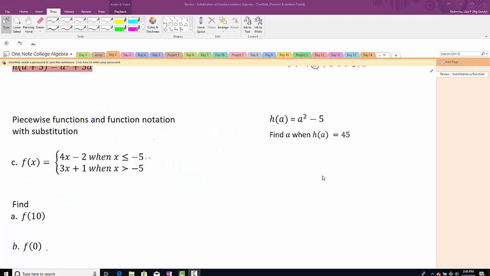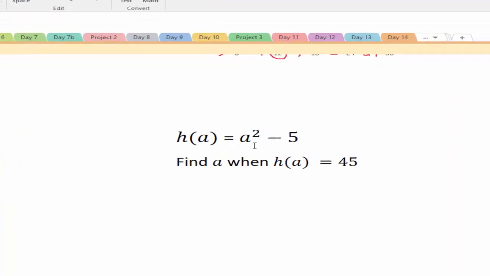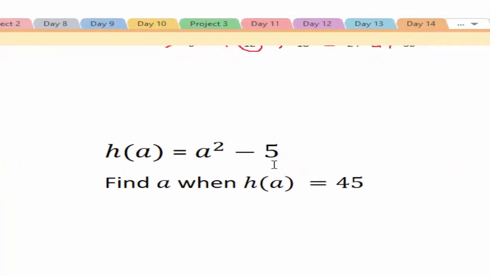Alright, okay, now I'm going to do another one of these problems, but it is slightly different. h of a equals a squared minus 5. Find a when h of a equals 45. Notice I do not have a value placed for the input, or the a value. Instead, I have a value given for the output, or the h of a value.